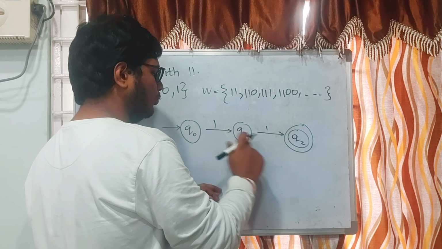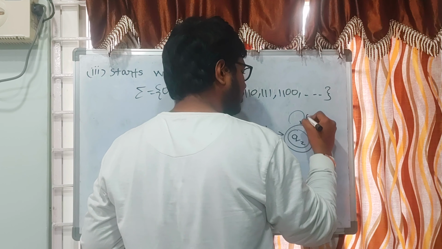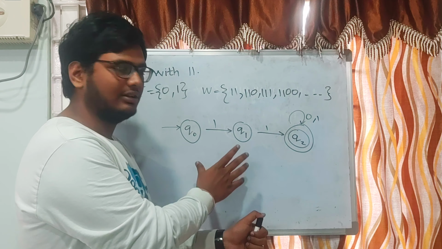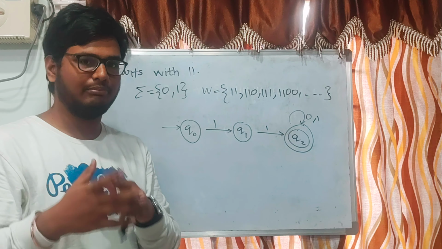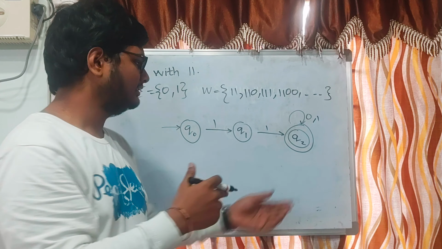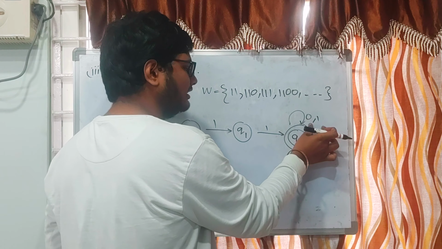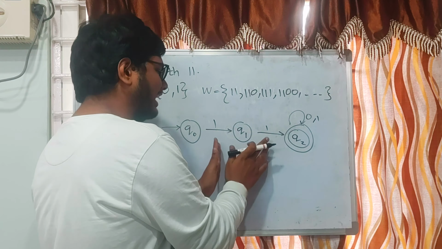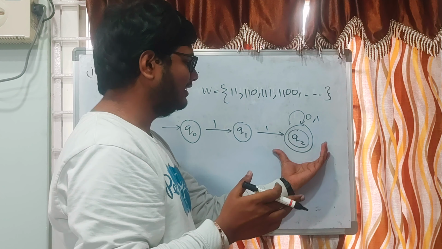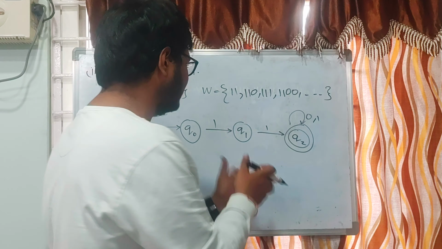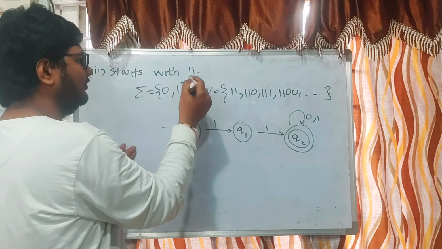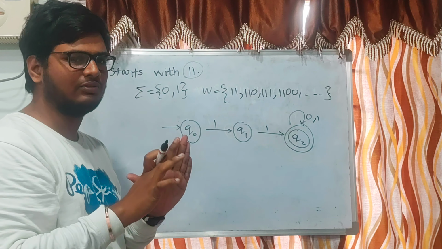consider 1 1 0 or 1 1 1, because the string should start with 1 1 and the next part doesn't really matter, right? So we self loop it for 0 and 1, because it should start with 1 1. The next can be 0 1, any combination. We'll just link it to the final state itself, because it's already accepting the string. It should accept the string because we have only one condition, that is it should start with 1 1.